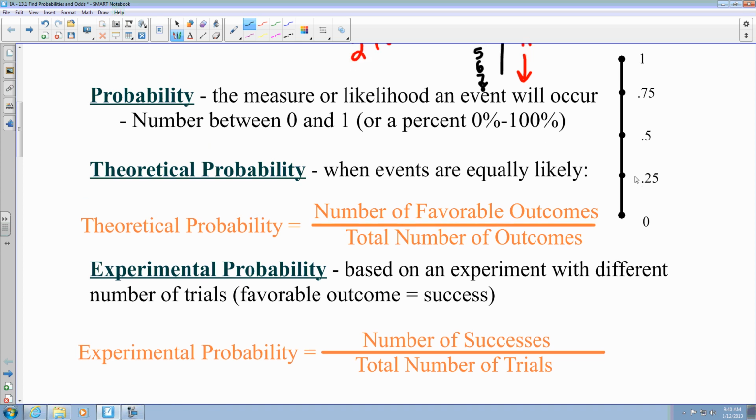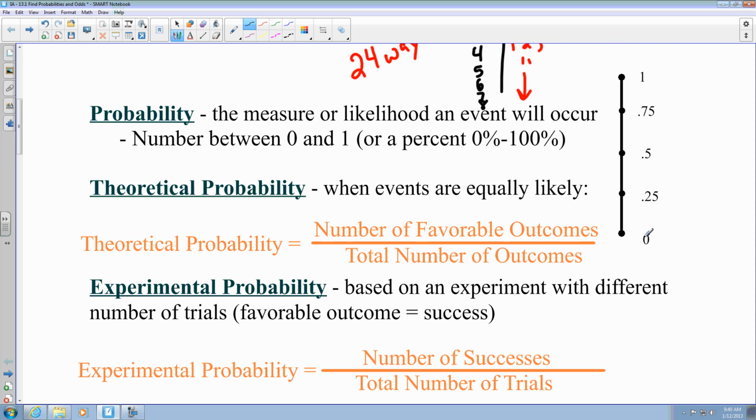And if you look here on my right, you see 0, 0.25, 0.5, 0.75, and 1. Those are the different probabilities of an event. Having a 0% chance means that it's impossible. If you've got a 0.25 chance, it's very unlikely. 50-50 means that it's equally likely to happen or not happen. 0.75 is likely, and then 100% is certain.